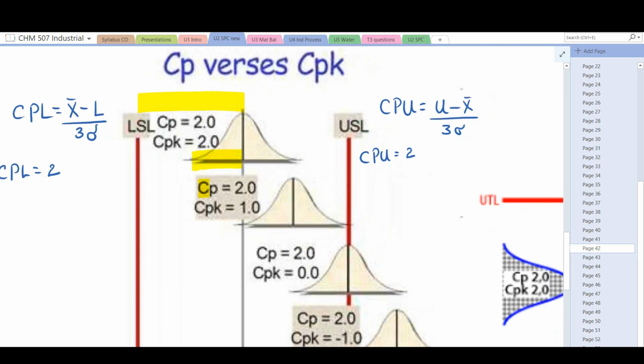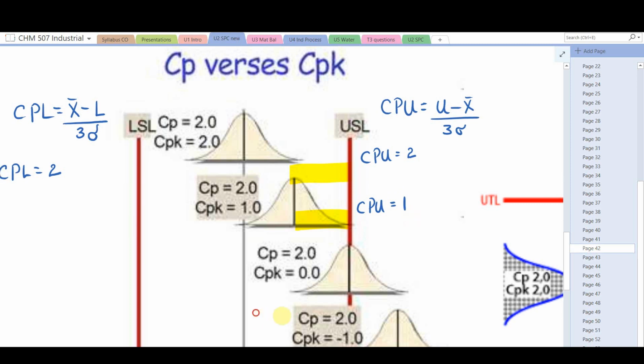Take a look at the next one. Upper spec limit, which is here, minus the process mean, divided by 3 sigma. Well, they're the same length. So Cpu is going to be 1 in this case. What about Cpl?